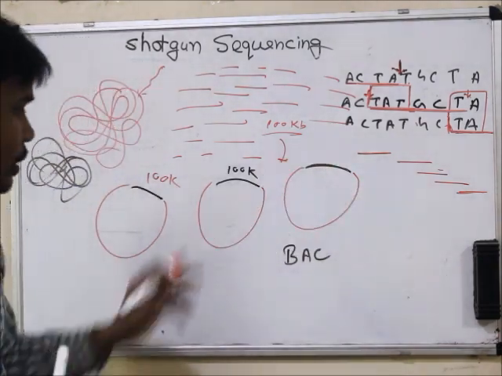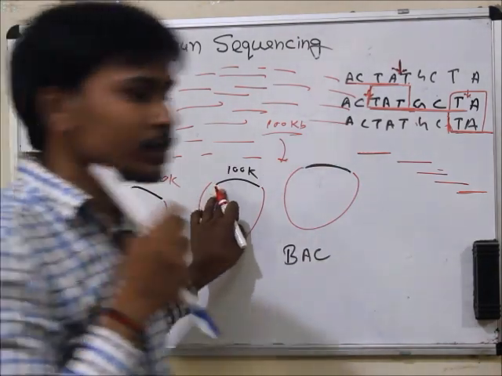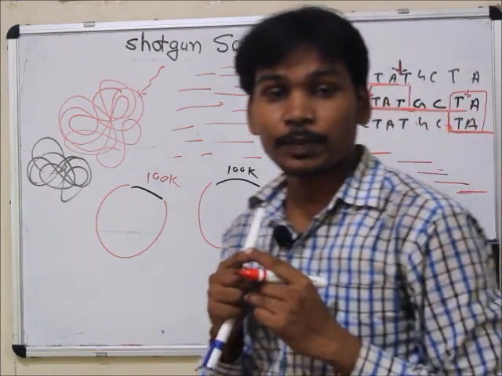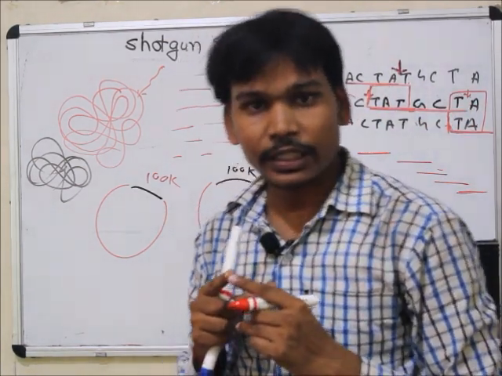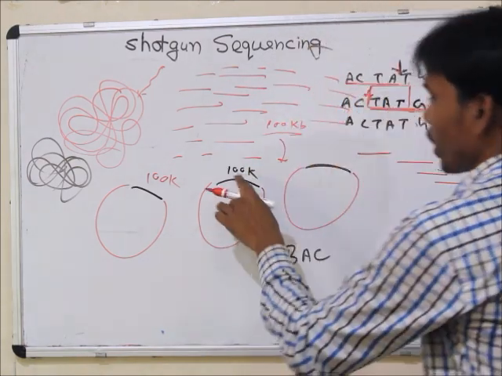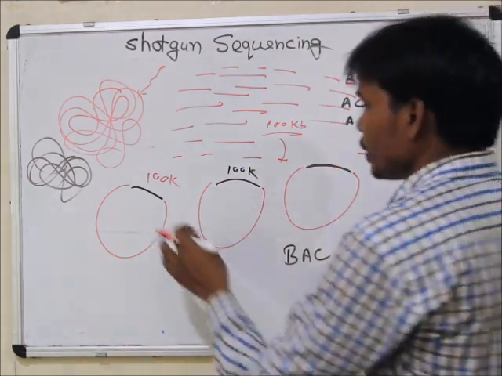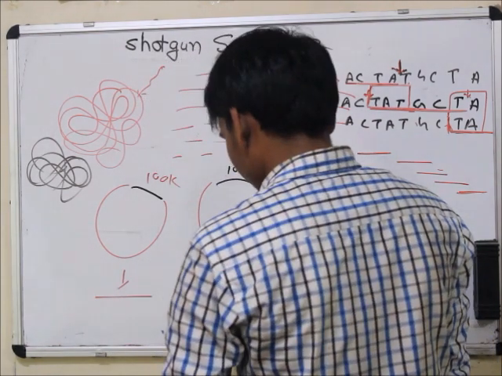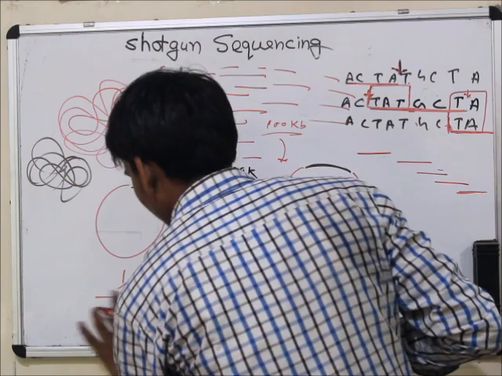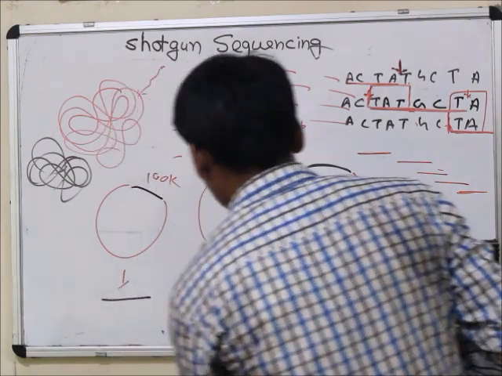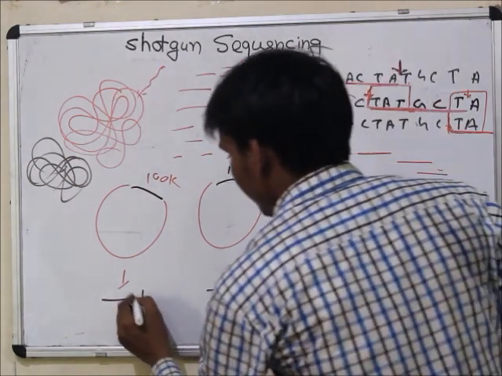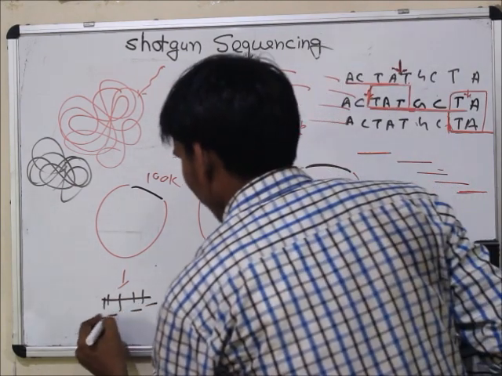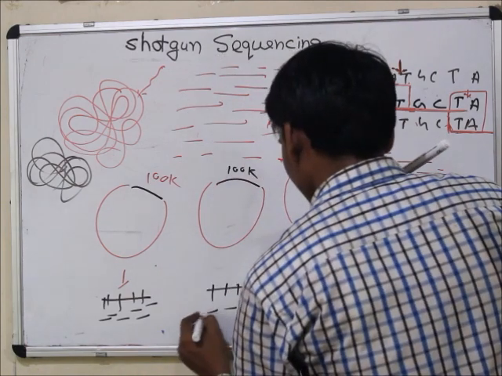But even if this 100 kb is larger, because you know that 800 base pairs is sequenced by the Sanger DNA sequencing method, so this is also large. What happens? These 100 kb fragments will again be fragmented. So many fragments of this will be obtained.